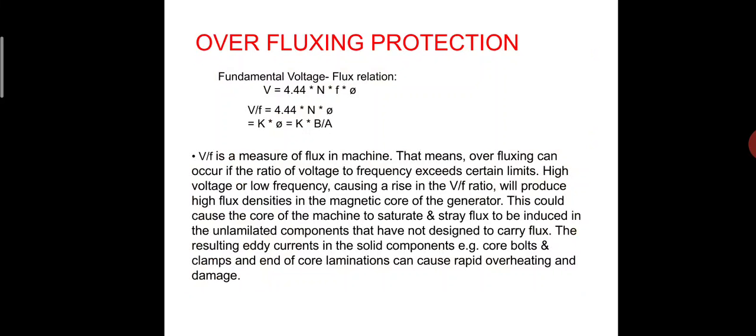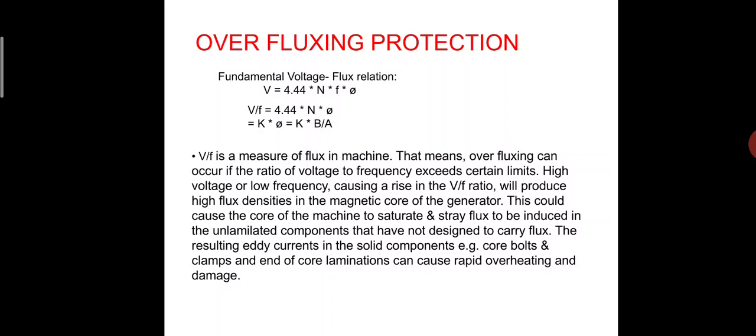Next one, overfluxing protection. Fundamental voltage equation, flux relation: V is equal to 4.44 into N into F into phi, where N means number of turns, F means frequency, phi means flux. V by F is equal to 4.44 into N into phi. So K into phi is equal, then phi is equal to B into A. We can substitute K into B into A. K means constant.